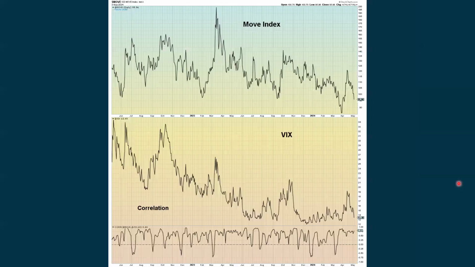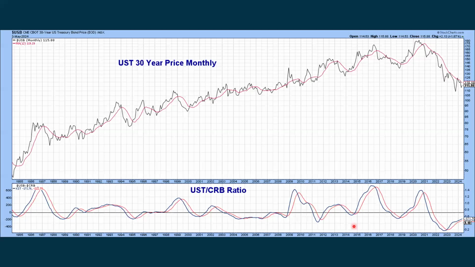We look at the MOVE index on top, which measures the volatility of bonds, then the VIX, which measures the volatility of stocks. And right now they have a pretty strong correlated relationship. Now this just measures volatility, not direction. So if volatility is dropping for bonds right now, it's also dropping for stocks right now too.